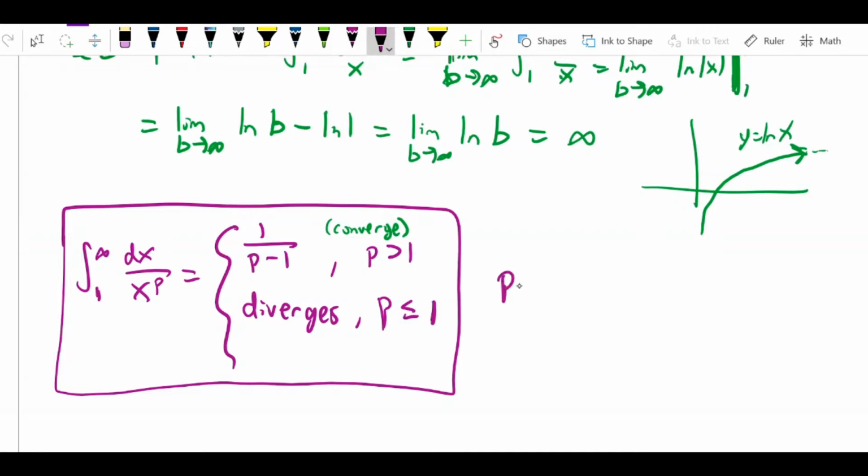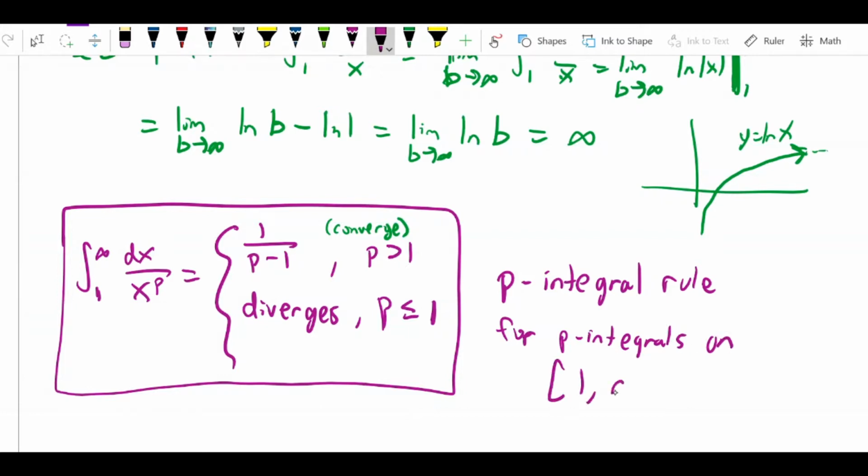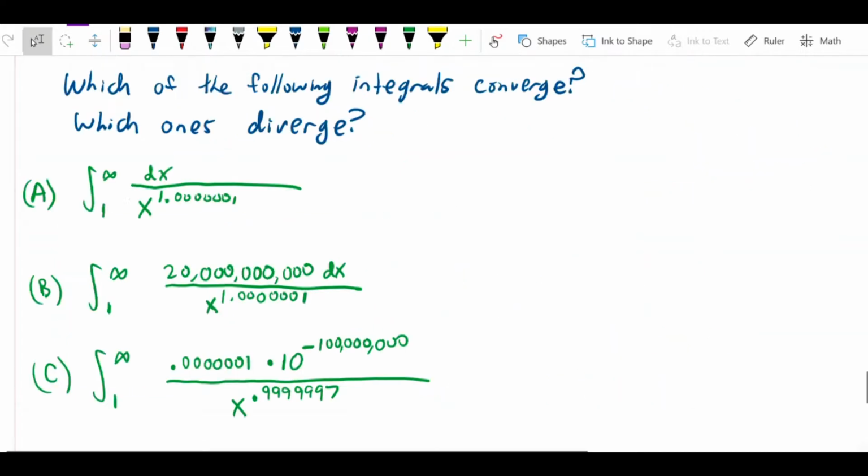And I'll just write here, this is the p integral rule for p integrals on the interval 1 to infinity. So to test your knowledge of p integrals, I invite you to consider which of the following integrals that you see here, a, b, and c, converge, and which ones diverge.